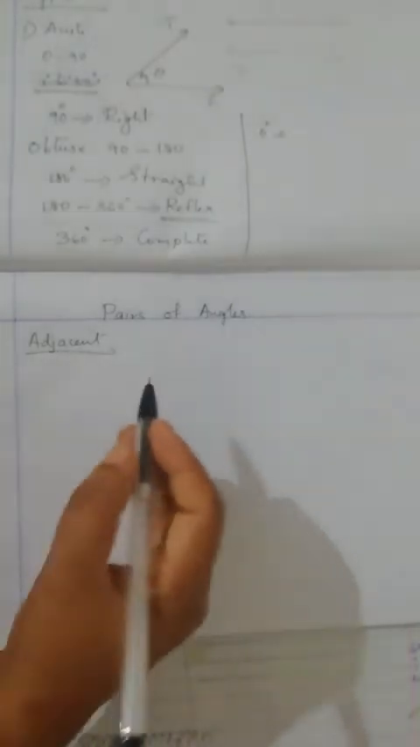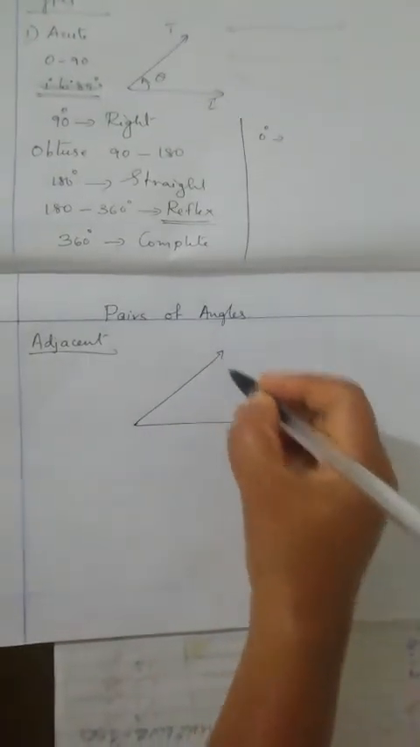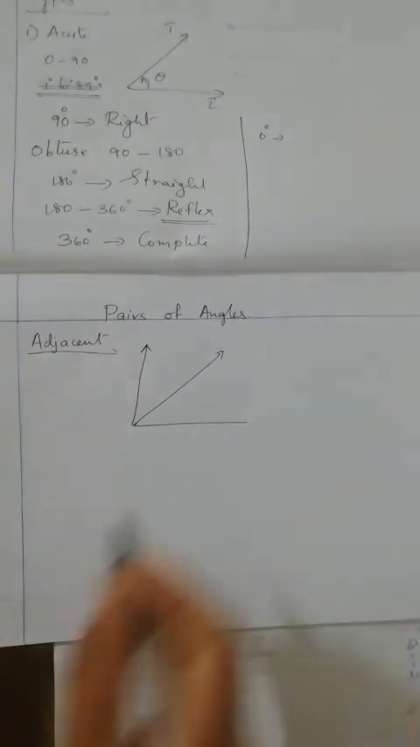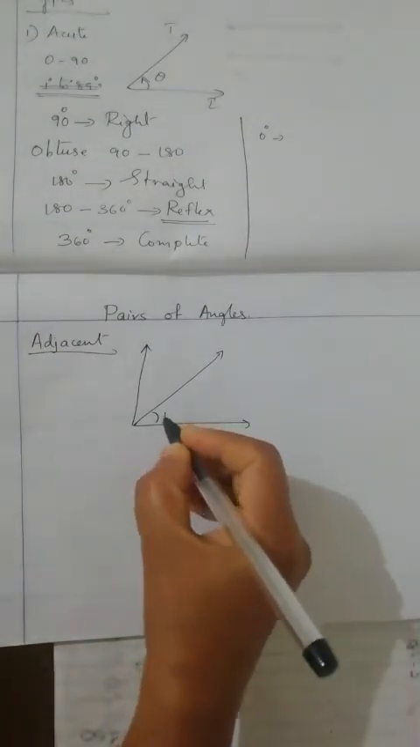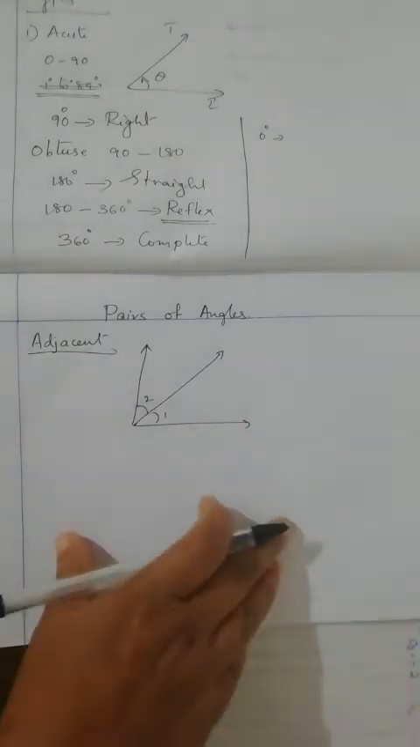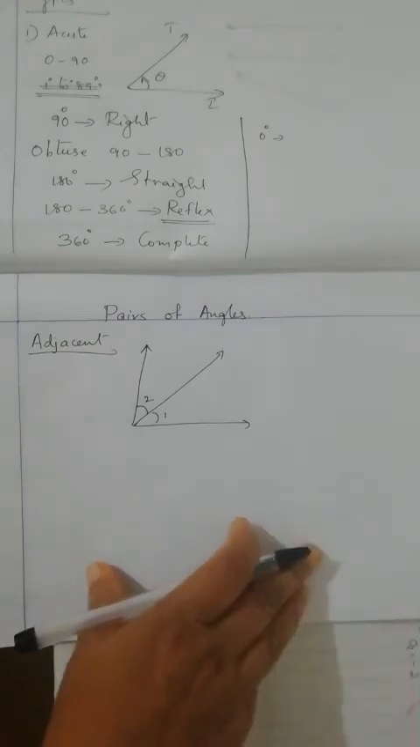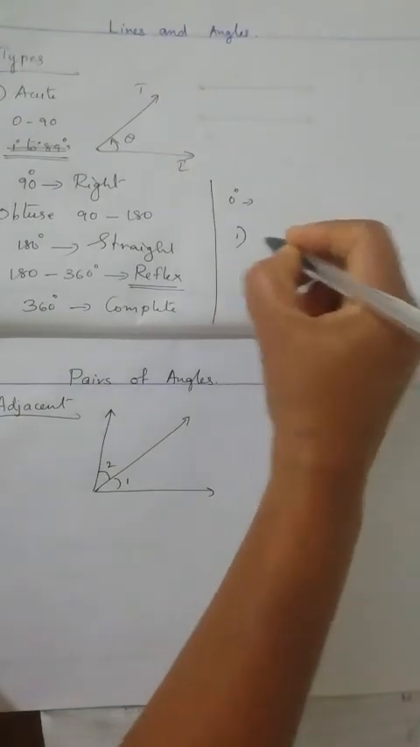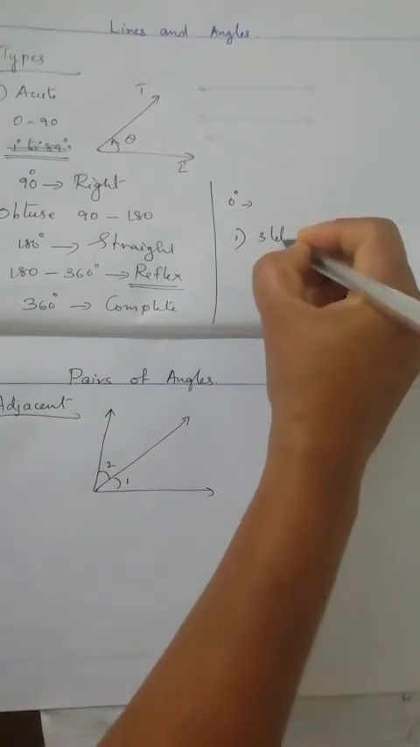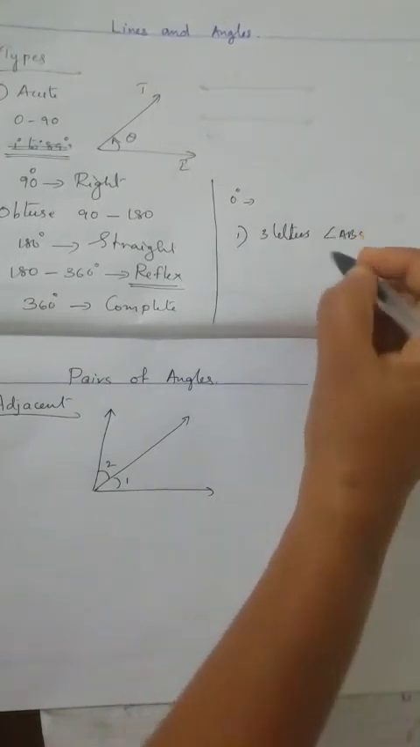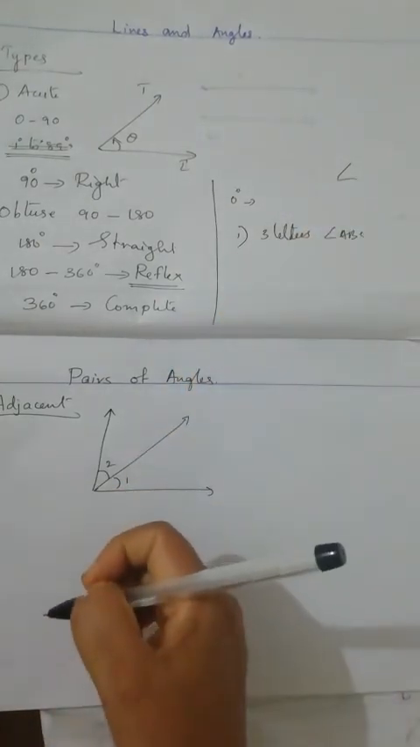I am drawing two angles here. This is a line. One angle is here, and one angle is here. This is angle 1 and this is angle 2. I am denoting the angles. We can represent angles in different ways. The first way is to use 3 letters, like angle ABC. This is the notation of an angle.